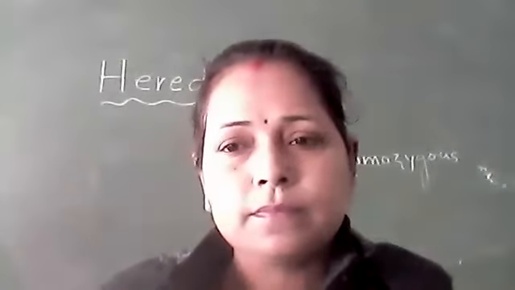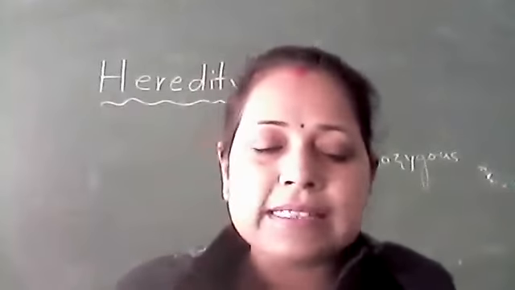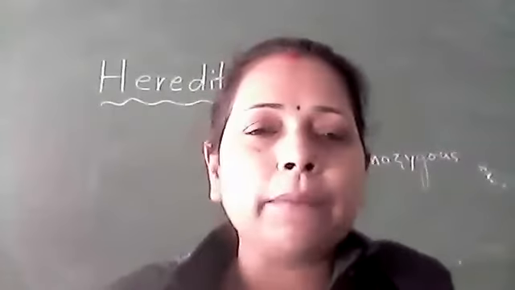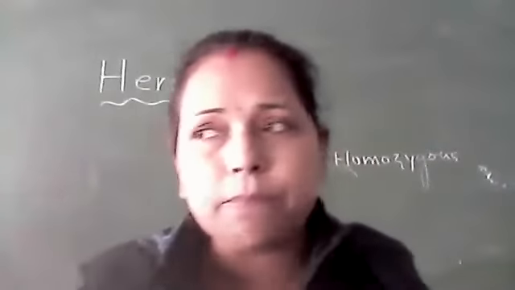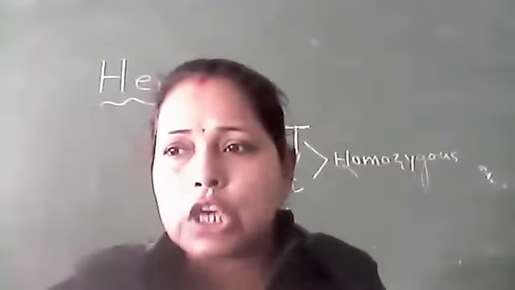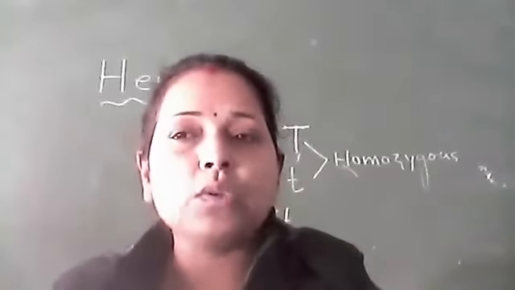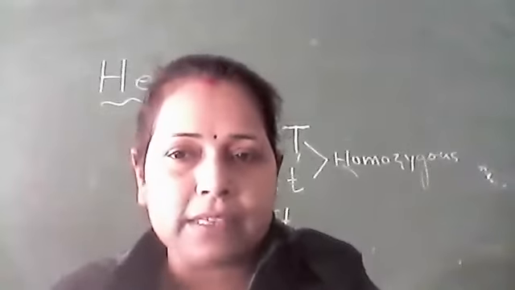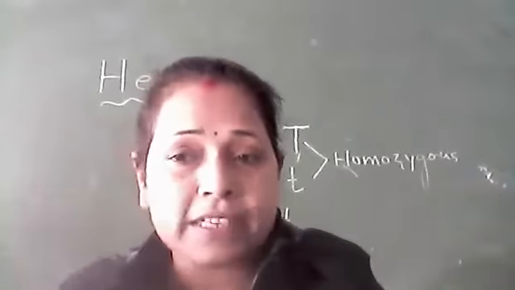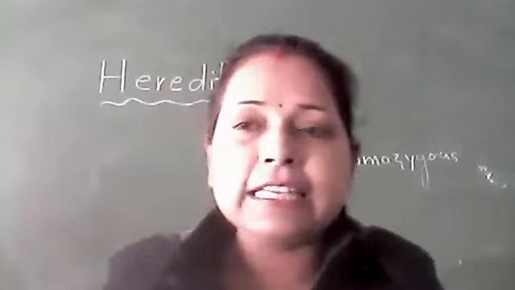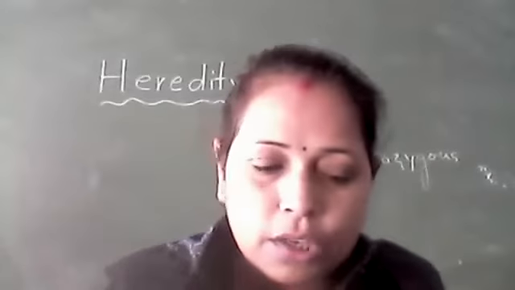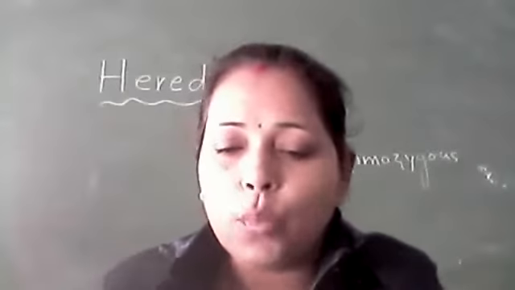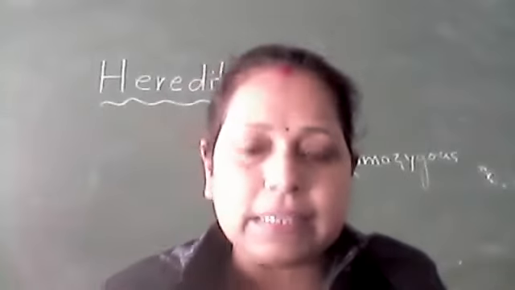Ma'am, it is observable character. Very good, yes. Traits. When we are talking about the observable character, the character which we simply see and observe, that this one is tall and this one is short, that is called the phenotypic ratio. But according to genetic composition, we call it the genotypic ratio. Okay. So all these terms we are going to use when we discuss Mendel's experiment.